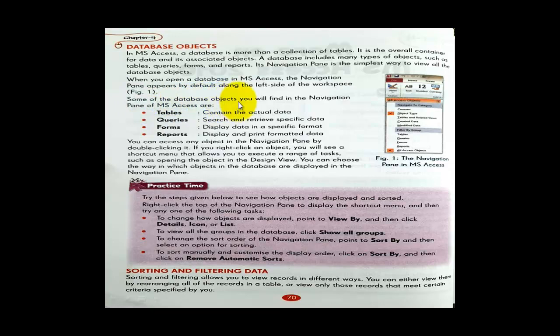Some of the database objects you will find in the navigation pane of MS Access are tables, queries, forms, and reports. Tables contain the actual data. Queries are used when you want to search and retrieve specific data. Now what is a form? A form displays data in a specific format.